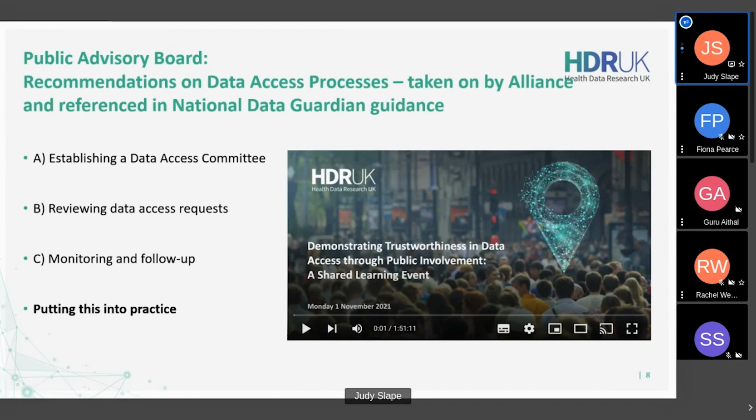I won't go through the recommendations in detail in the interest of time. However, at each point, it was highly recommended that patients and the public are involved meaningfully. This was even more so in particular when data access requests contain sensitive and personal data.